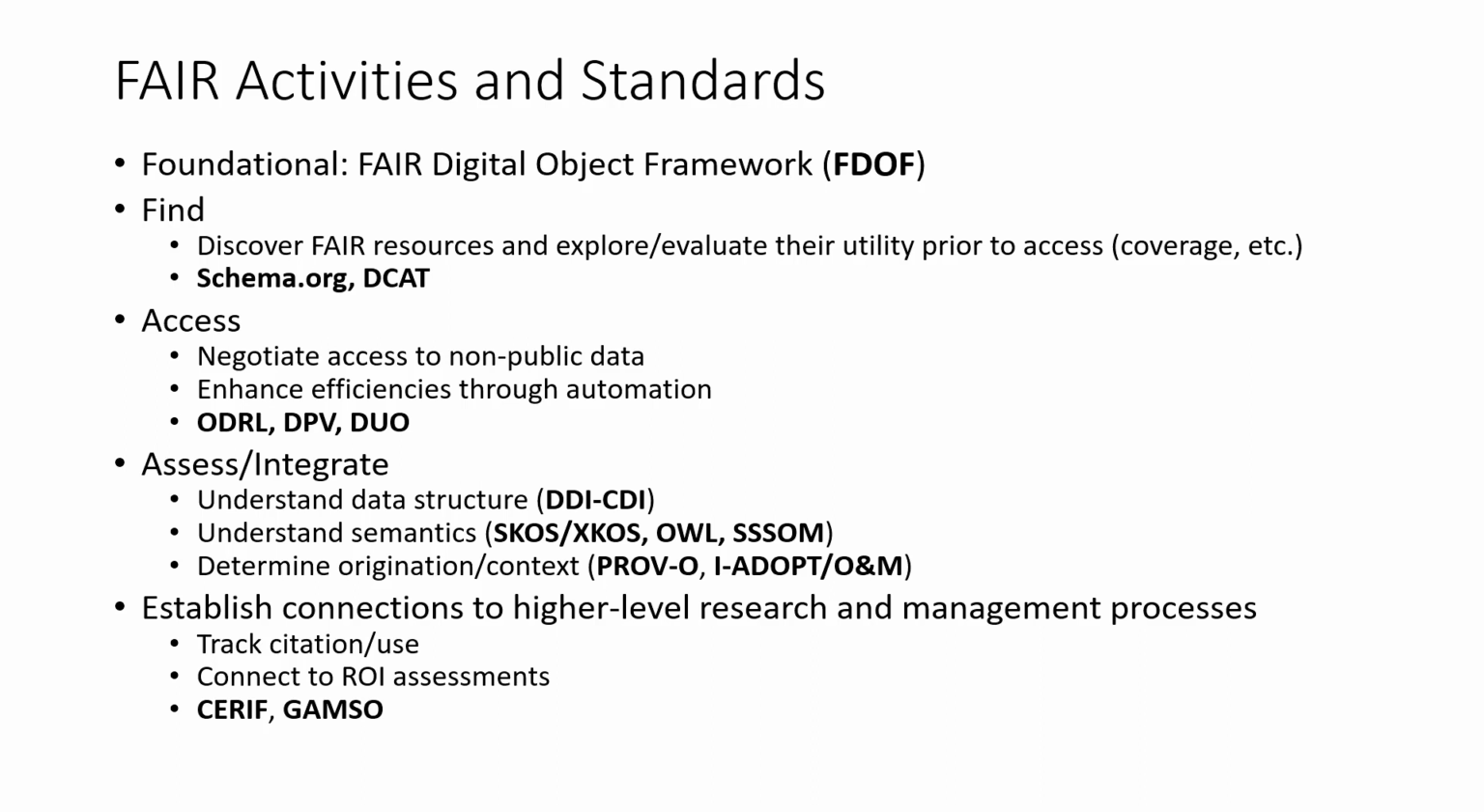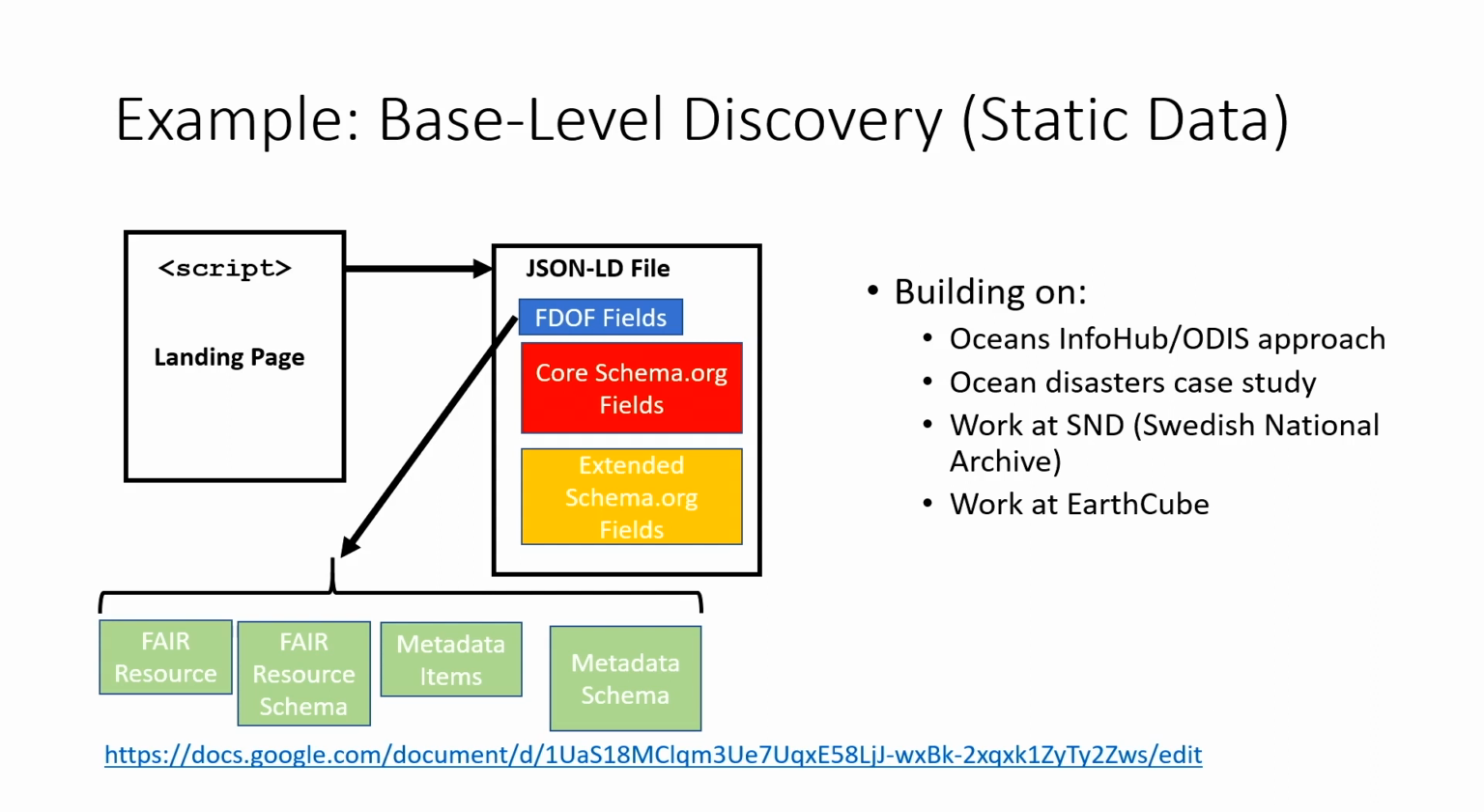Here's an example of what our, I'll give you the simplest one, base level discovery. What do you do for base level discovery? I have a script in my landing page talking about a static data set. It has some FDOF fields that tell me what are the metadata items, what are the schemas, what's the schema of the data. And then I have these core schema.org discovery fields. And I could have other schema.org stuff that's domain specific or extended. If I put that into JSON-LD according to a certain style, which is a kind of flat JSON-LD, Google Dataset Search will pick it up. Just about anybody can identify that and read it and search on it.